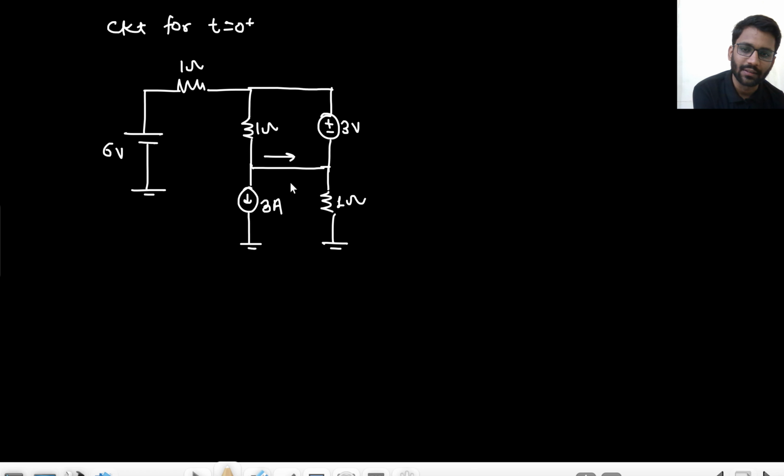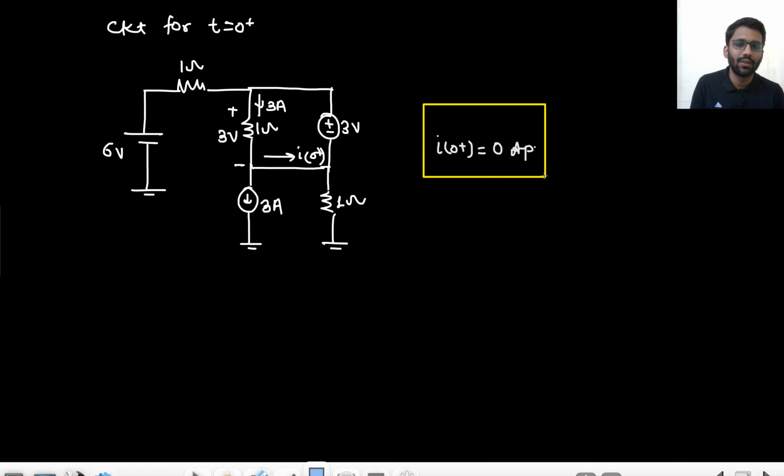Now I need this current, right? I of 0 plus. So tell me, how do I find it? This 3 volt is coming on this 1 ohm resistance. So how much current is going downward? That is 3 ampere. So 3 ampere current here, 3 ampere current here. So what is I of 0 plus? That is 0 ampere. That's your answer.